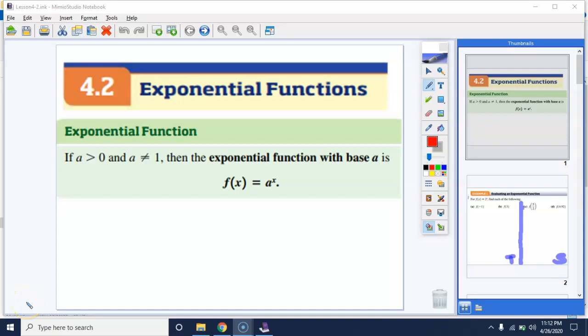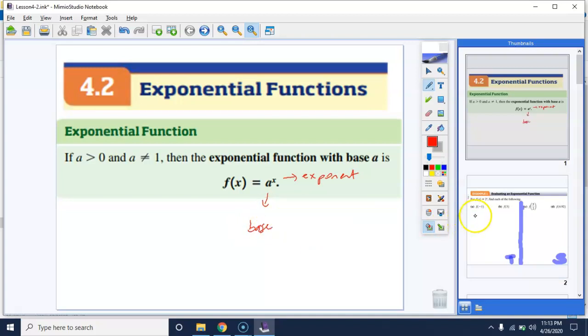Hey everyone, it's time to cover lesson 42 and today's topic is exponential functions. So as you see, that's my definition of exponential function. This a is called the base and this x is called the exponent, everyone. Let me write it clearly. X should be the exponent here, and a is going to be the base of this function.